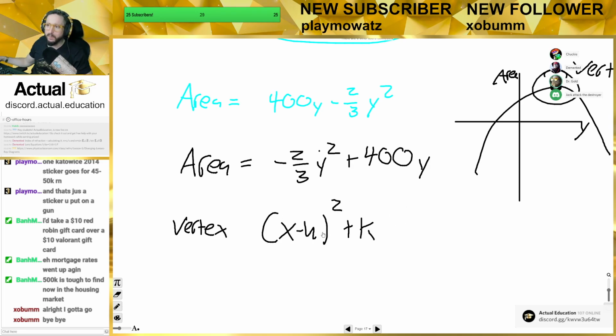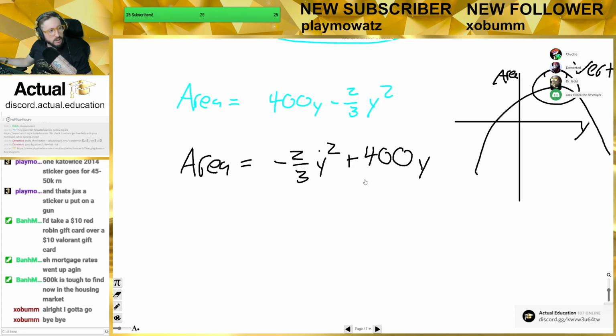This is the form I would like to get it into, because once I have this, I have the vertex. The vertex is h comma k, right? The question is how to put this into vertex form. Do you know how to complete the square? Okay, so let's complete the square on this real quick.